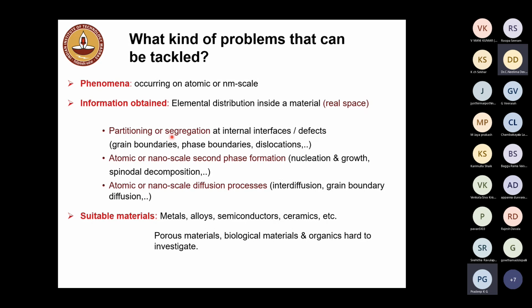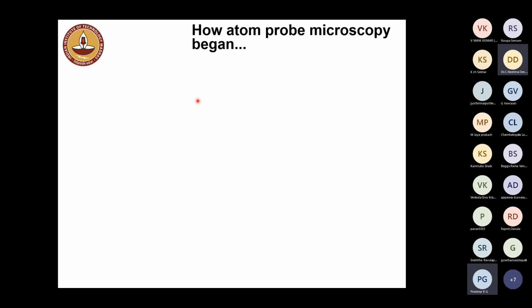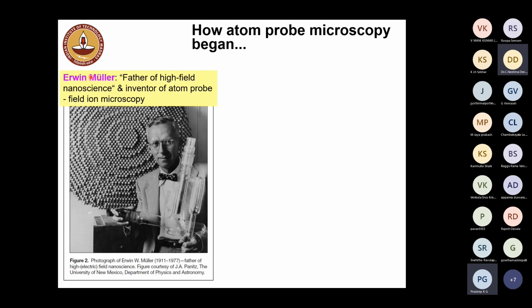So now to understand the requirement, we move on to understand how this technique evolved. I mean, how the story of atom probe microscopy began. So a simple description to share the history of this particular microscopy. It was first coined by the person called Erwin Muller, as you see in the picture. He's called the father of high field nanoscience. That means his curiosity to image individual atoms from nanoscale features is the source of the development of this particular technique, and therefore he is called the inventor of the atom probe tomography or field ion microscopy.